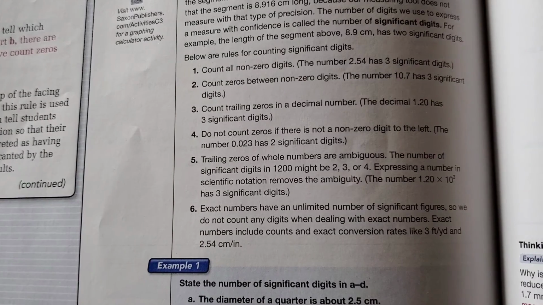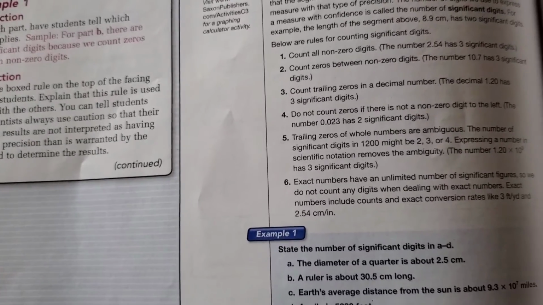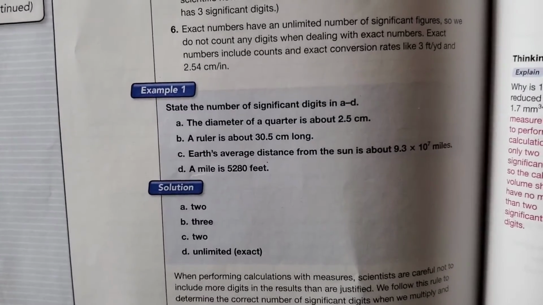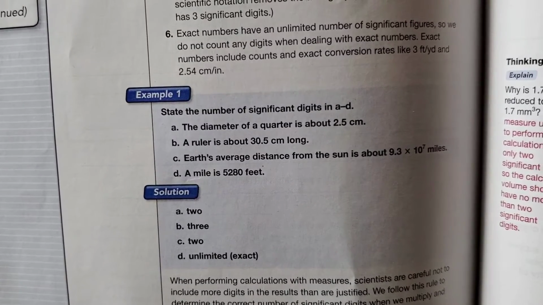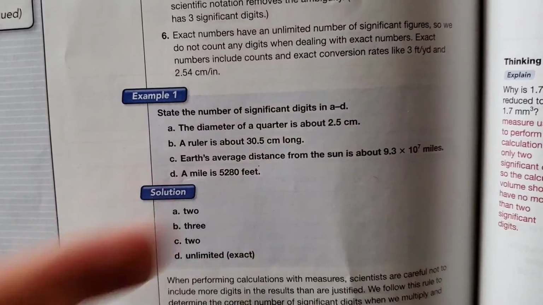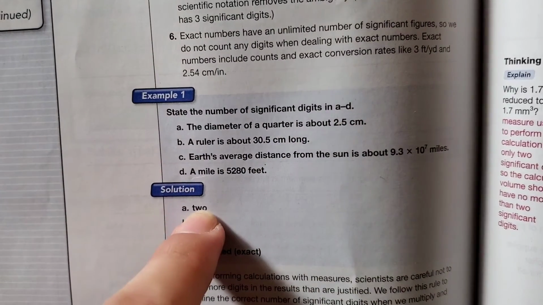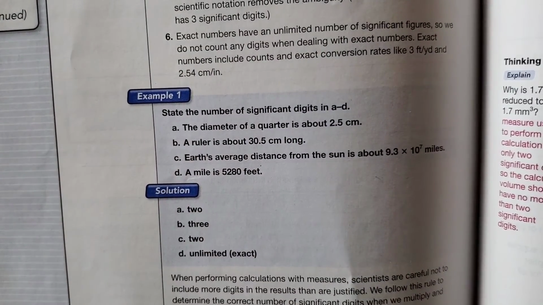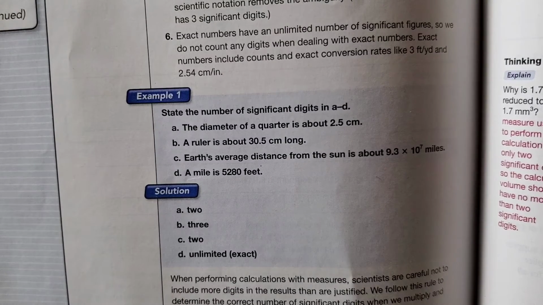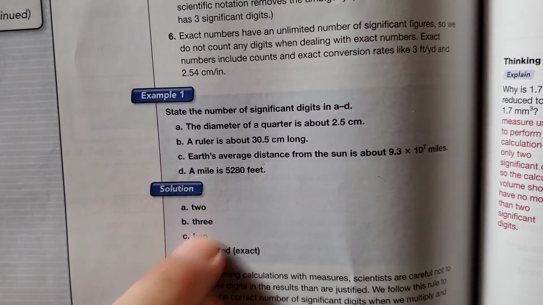So let's look at example 1 because I don't want to write that on the board. It says A, the diameter of a quarter is about 2.5 centimeters. It's just 2 numbers, so the answer is 2. Then it says the ruler is about 30.5 centimeters long. The 0 is in between 3 and 5, so it counts, and it'd be 3.